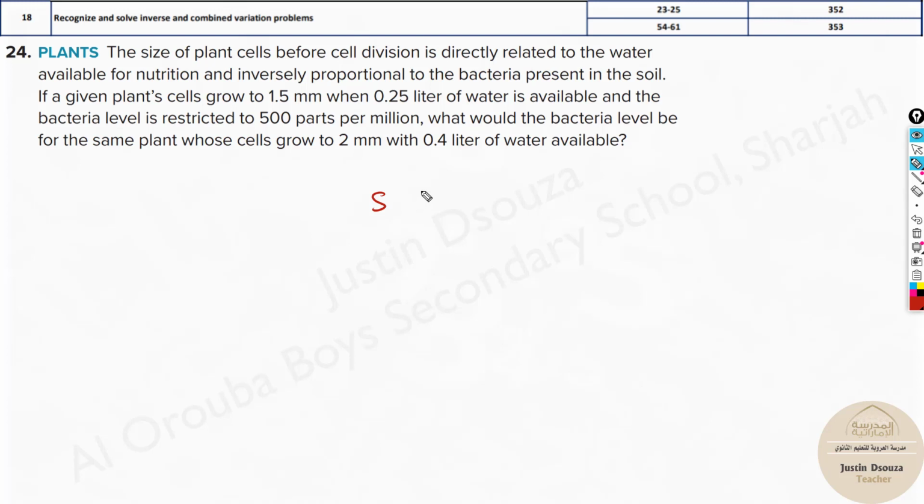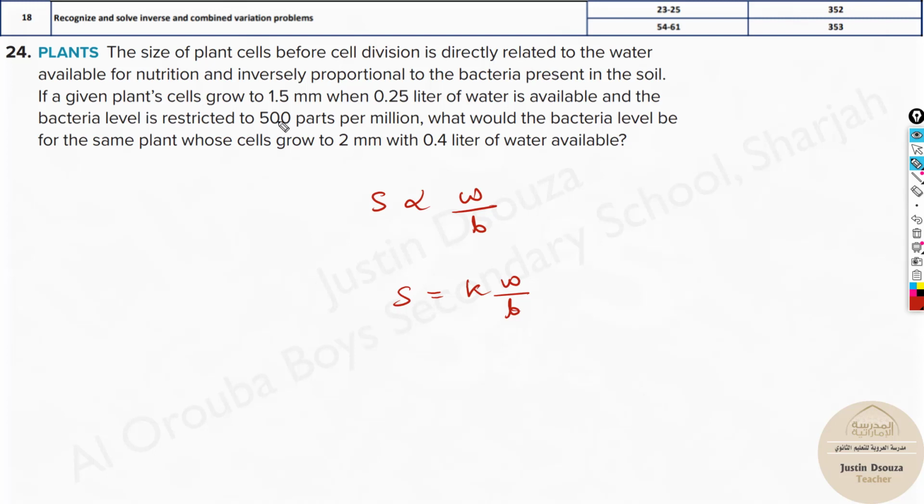Now I write size is directly proportional to water and inversely proportional to the bacteria. So if I'm writing it as an equation, it will be S equals Kw by B. So this is the formula for this. It's directly related to the water and inversely related to the bacteria.